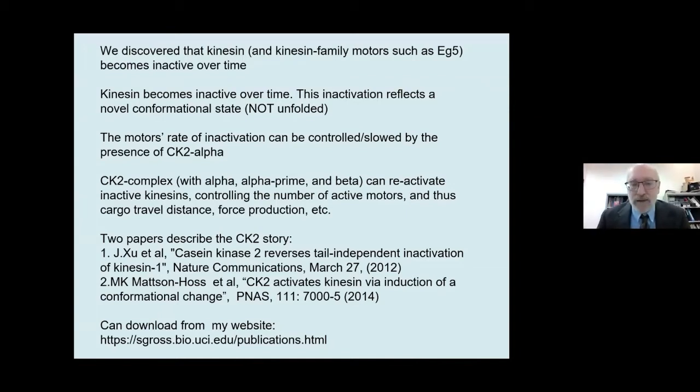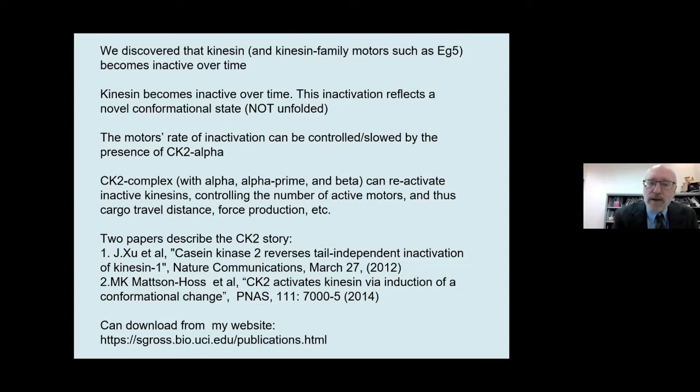It doesn't bind to the microtubule, it doesn't walk. So presumably that's the inactive state, and that's the low energy state. So the active state is a long-lived transient intermediate, it appears, that lasts maybe an hour or so.